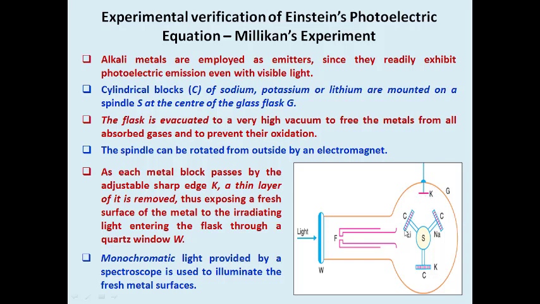Whenever we use a lithium plate, and then start using sodium, the sharp edge is brought closer to the metal plates, which is used to remove a thin layer of the metal every time. This way we expect easy exposure of the light over a fresh metal plate. A monochromatic light, obtained using a spectroscope or spectrometer, is used to illuminate the metal strips given here, either lithium, sodium or potassium.